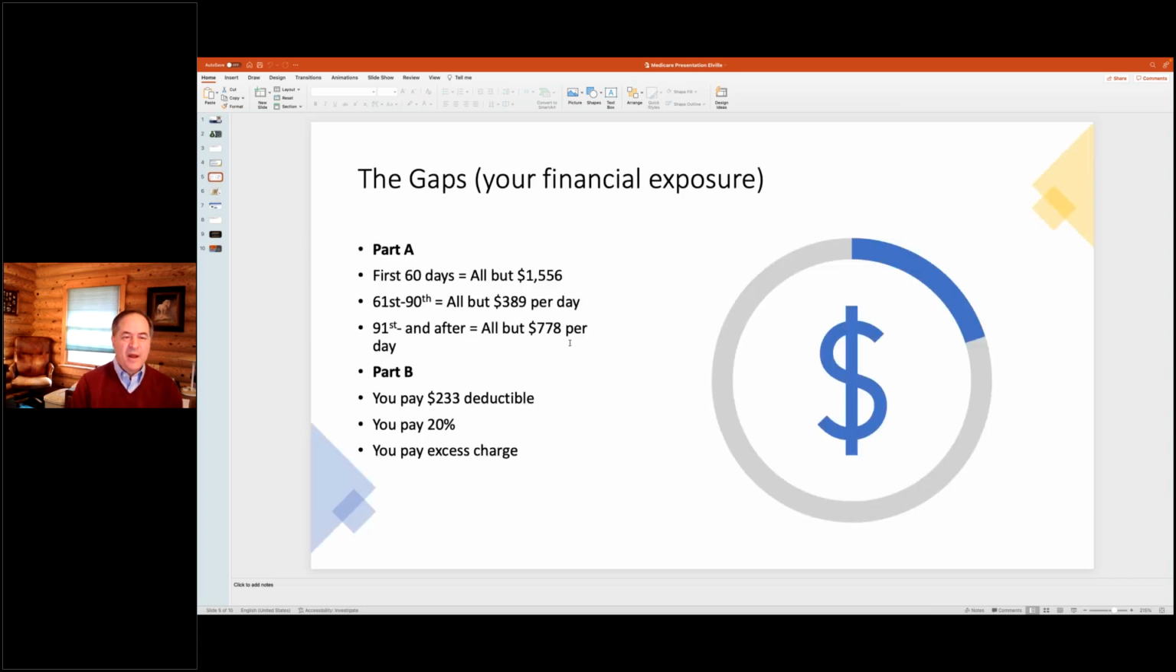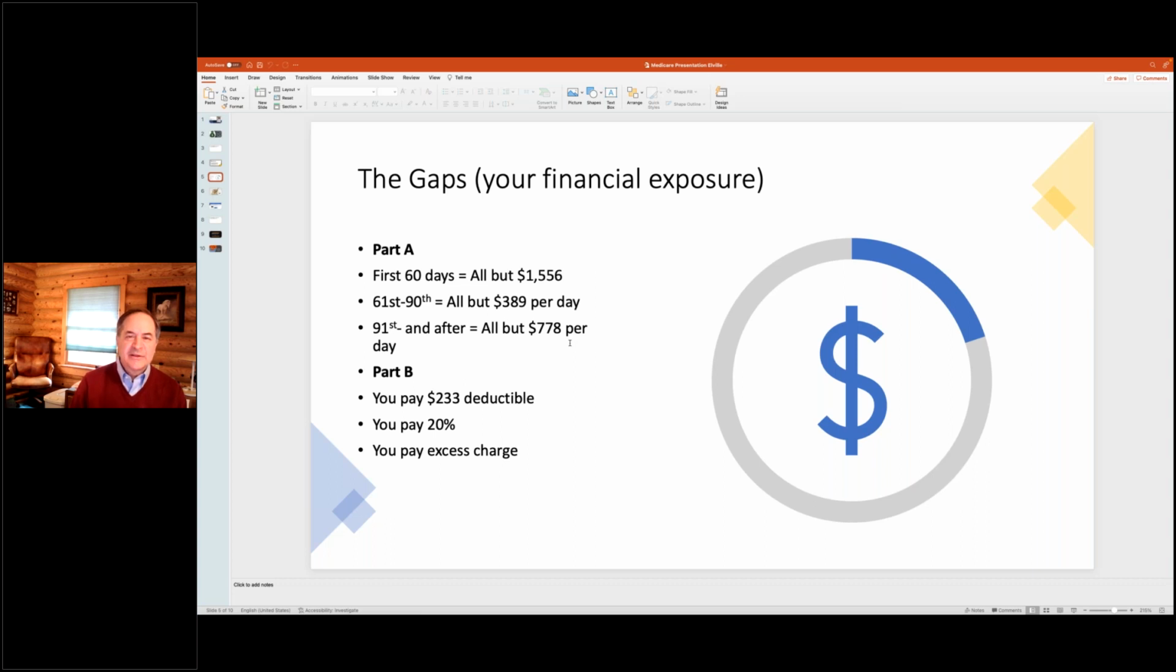Here we are. Part A, hospital. If you didn't have any kind of a supplement, if you had nothing to help you here, you're looking at a $1,556 hospital deductible. Now, that's not per year. That's per 60-day period. What does that mean? It means if you're in the hospital, let's say in June for 4 days, and then you get out and you haven't got any kind of a supplement, you have to pay the $1,556.